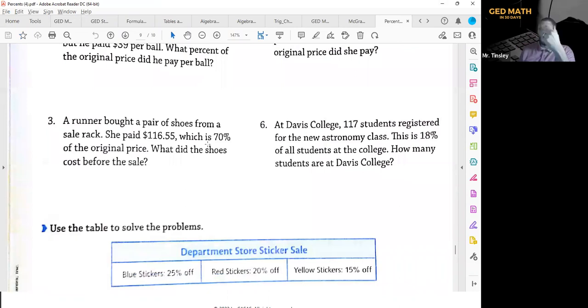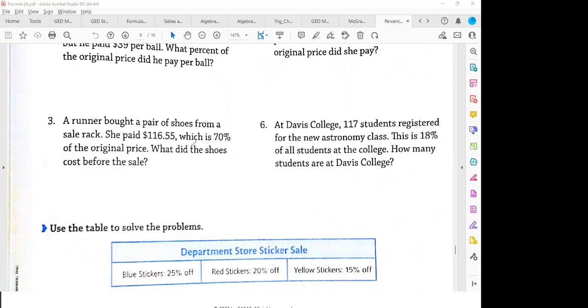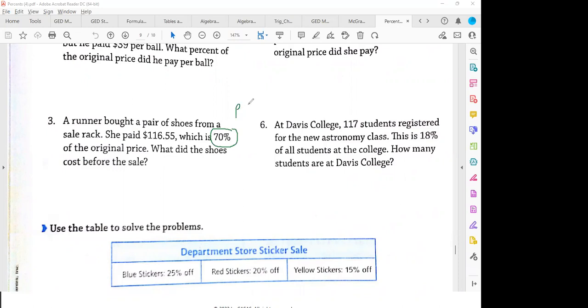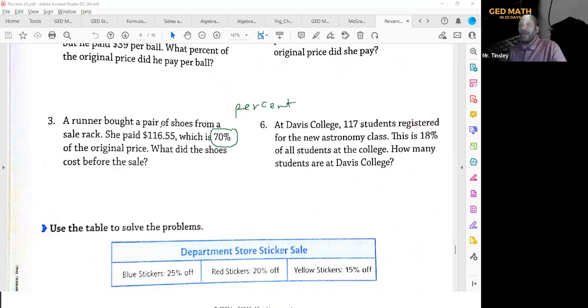Number 3. A runner bought a pair of shoes from a sale rack. She paid $116.55, which is 70% of the original price. What did the shoes cost before the sale? So, identify your givens. We know 70% is the what? The percent. You can't go wrong. It's got a percent sign. Now, is 116 the part or the whole? And tell me how you can figure that out. She paid $116.55, which is 70% of the original price. So that's the part.